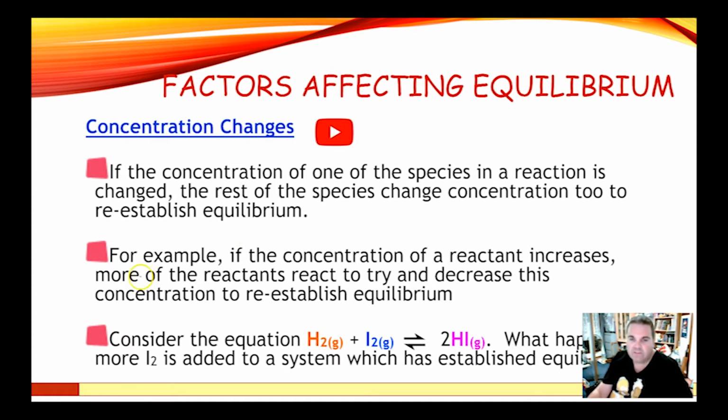So I've got this equation here, which is a nice one, and I've color-coded some things here. I've got hydrogen gas plus iodine gas giving us hydrogen iodide. It's a 1:1:2 ratio. Take note of the colors. The hydrogen is orange, the iodine is blue, and the hydrogen iodide is pink. Now, what happens if more iodine is added to the system which has established equilibrium?